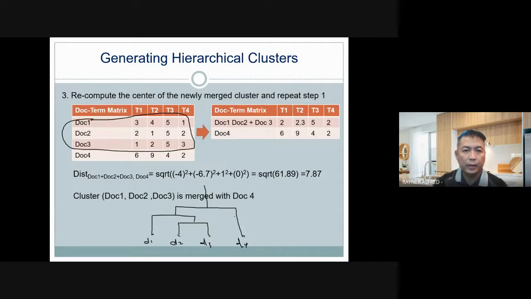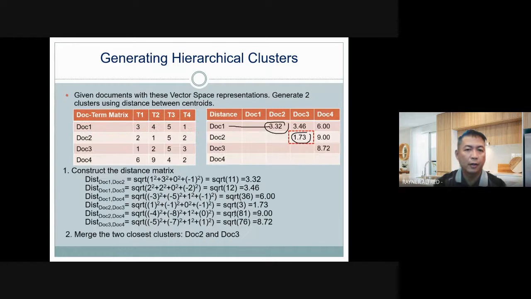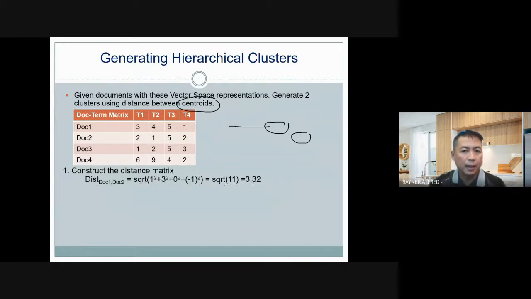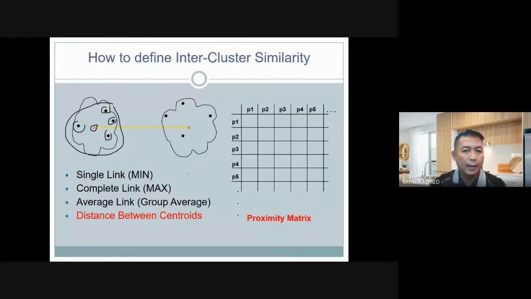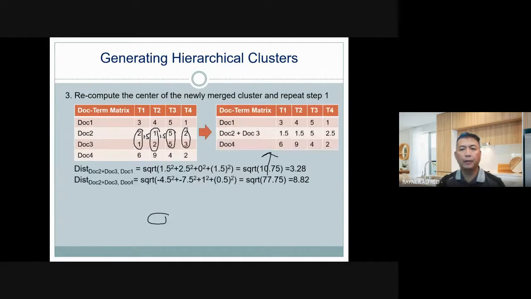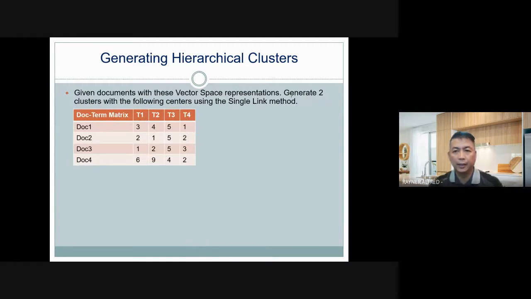Okay, this one is based on centroid. Or this one, we are looking at between the centroid, the center. The center is this one. Okay, so we could also perform the clustering using single link. So how it looks like. This one is based on single link. Okay, single link method.